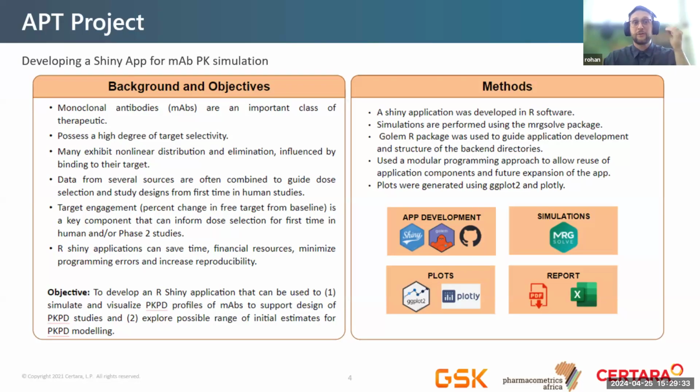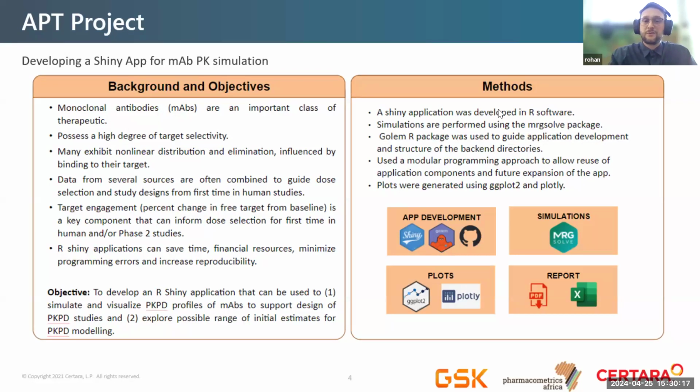Now, again, I'm not going to go into all the details here, but essentially monoclonal antibodies are up and coming and a very important class of therapeutic. Many of them exhibit a non-linear type of PK distribution. And many times when we're developing models for them, we're trying to collate data from different sources. So for our project, in collaboration with GSK, Maxwell Sierra, we developed a Shiny app that could initially save time, financial resources, minimize programming errors, and facilitate model development in this space.